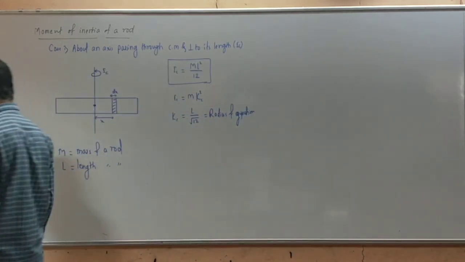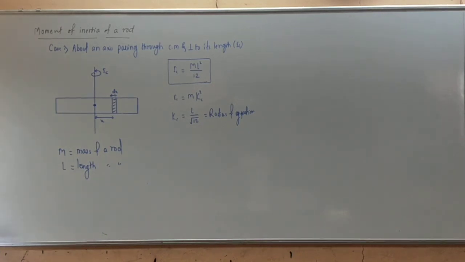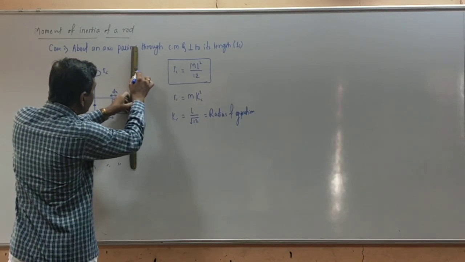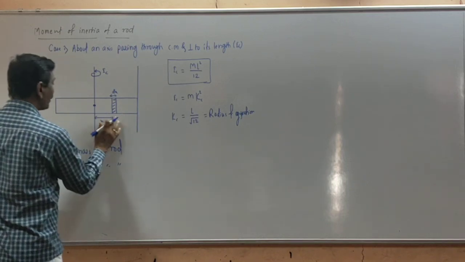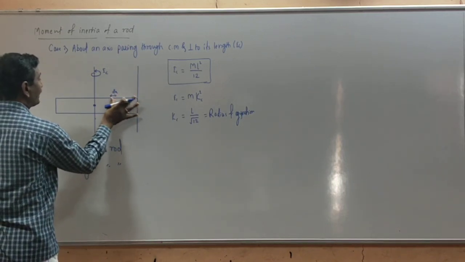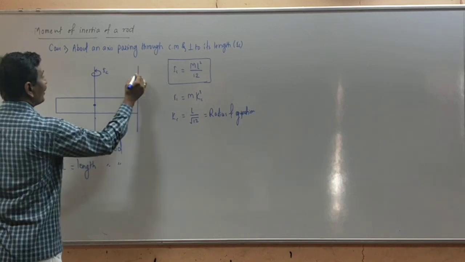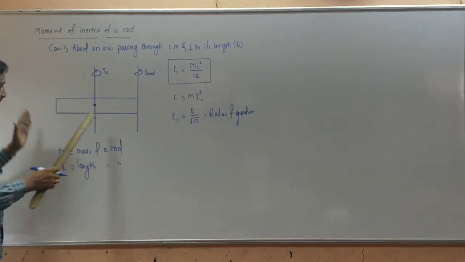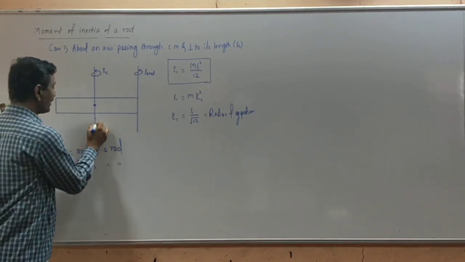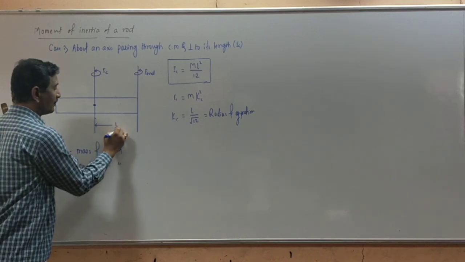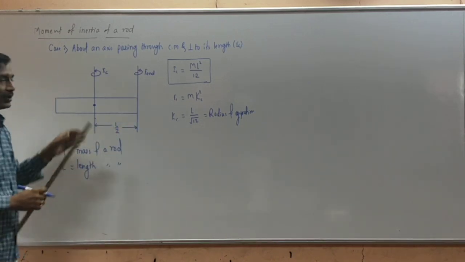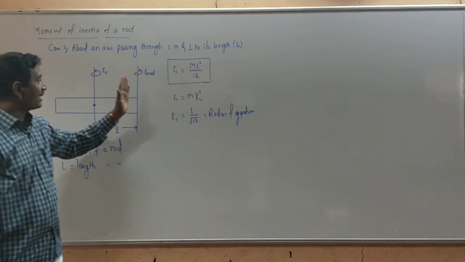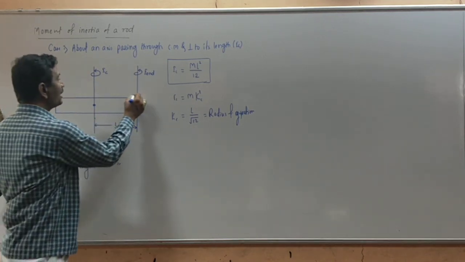Now consider the second axis. We consider here the second axis, which is passing through one end of the rod and perpendicular to its length. Its moment of inertia is denoted by I end. As L is the total length of the rod, what is the distance between these two axes? It is L by 2. So now you are familiar with the moment of inertia about an axis passing through the center of mass. This axis passing through one end and perpendicular to the rod is parallel to the first one.